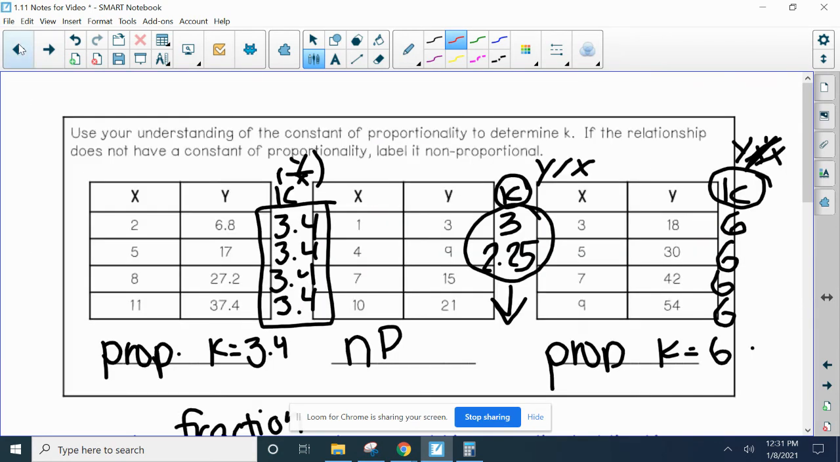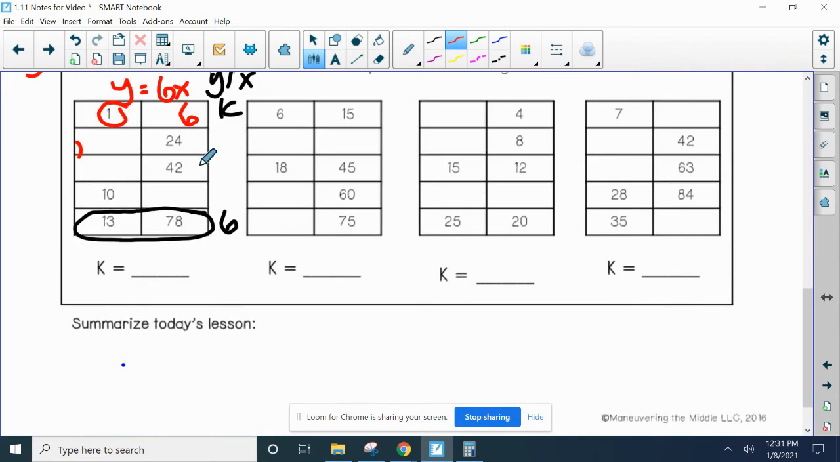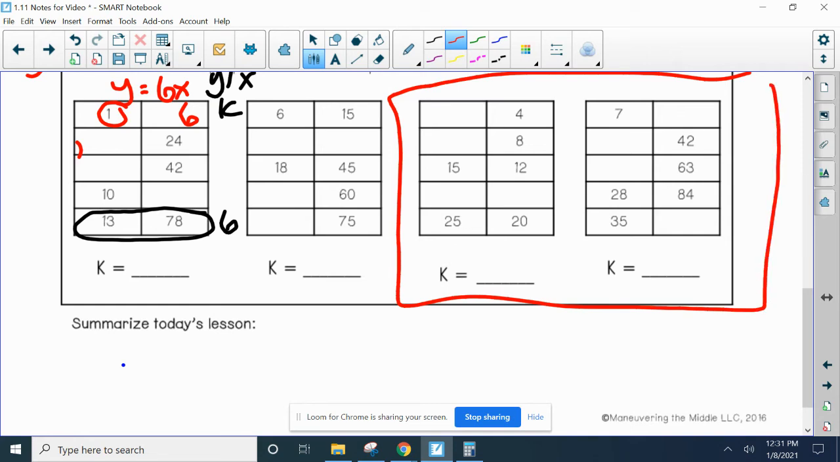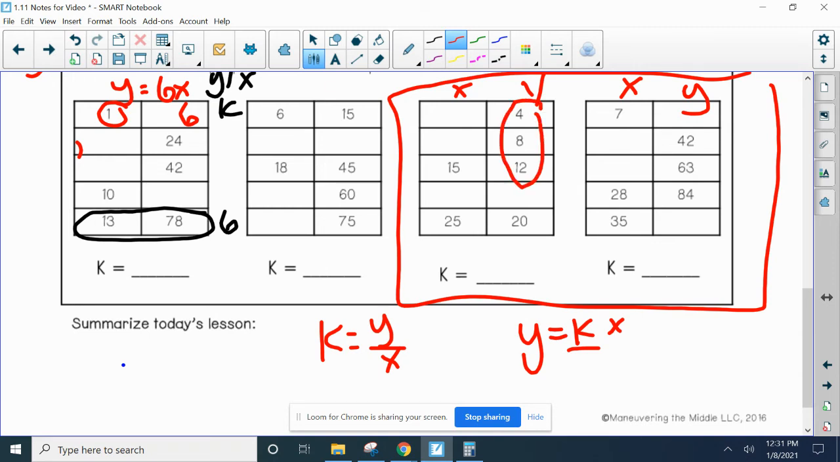And go the opposite direction. All right, so I want you to go ahead and pause this. Work out these two. Remember, k is equal to y over x. Go ahead and find that constant of proportionality, and once you have it, your y is equal to k times x. Plug in your k, and then if you have a y value, plug it in for y. If you have an x value, plug it in for x to find that missing information.